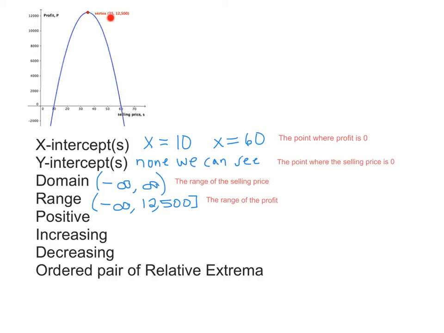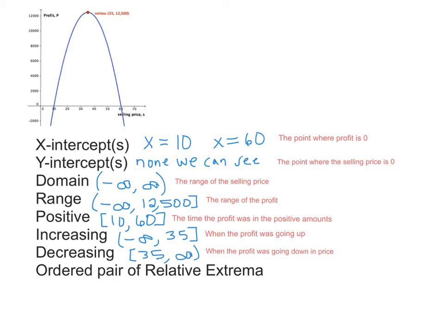The range, again, talking about your y values, is from negative infinity, because we don't know where it crashes down here, up to 12,500. So we know that's the maximum of that profit. So again, the range then is the range of the profit. It's where that profit has been.